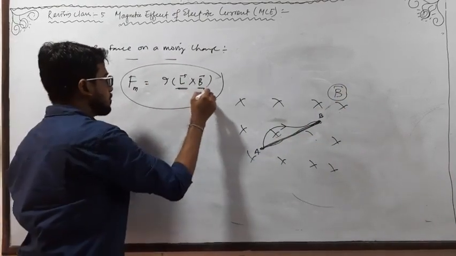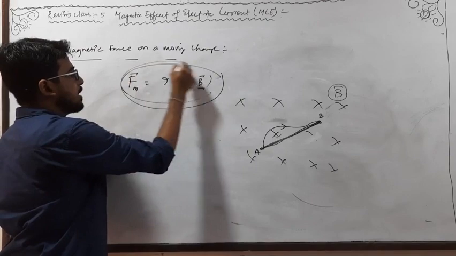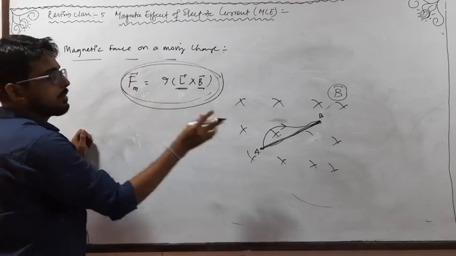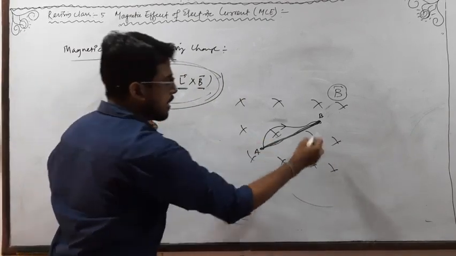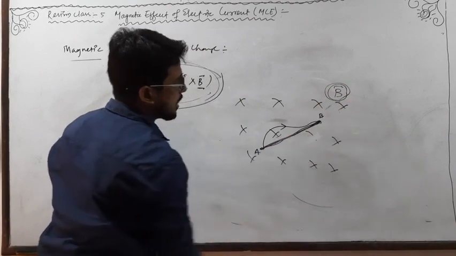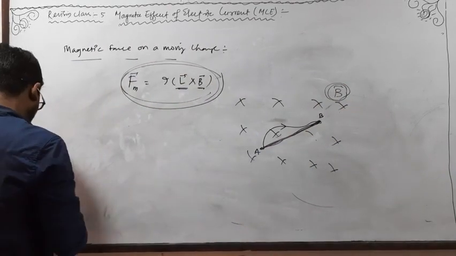Clear? So by this concept, you can find the magnetic force acting on any arbitrary shape of current carrying conductor as long as the magnetic field strength all over there is uniform. Clear?